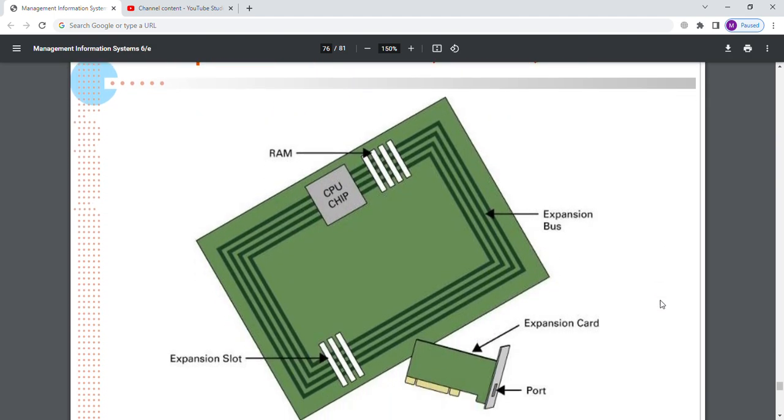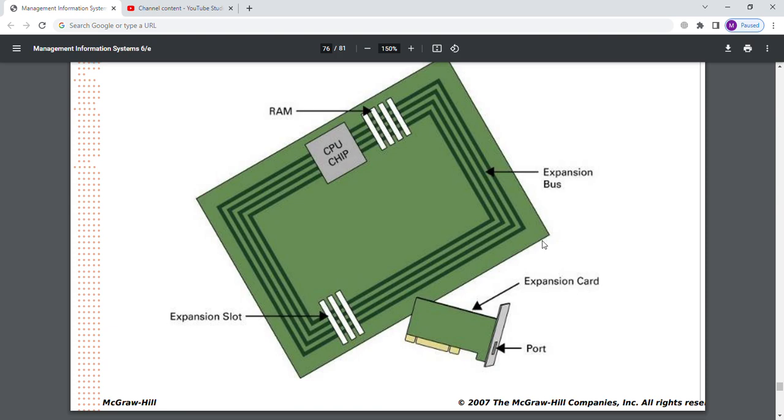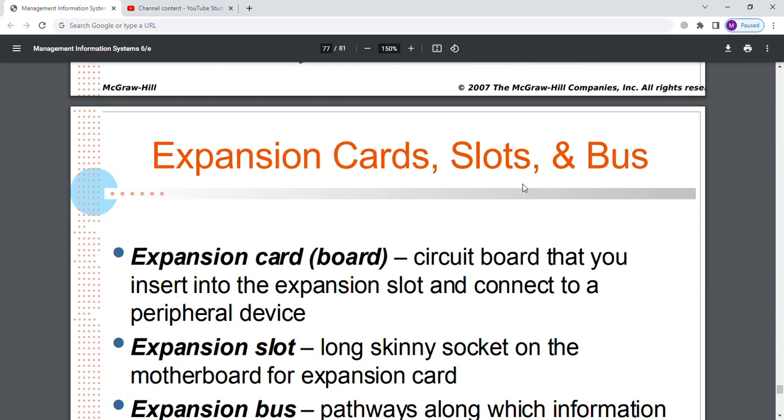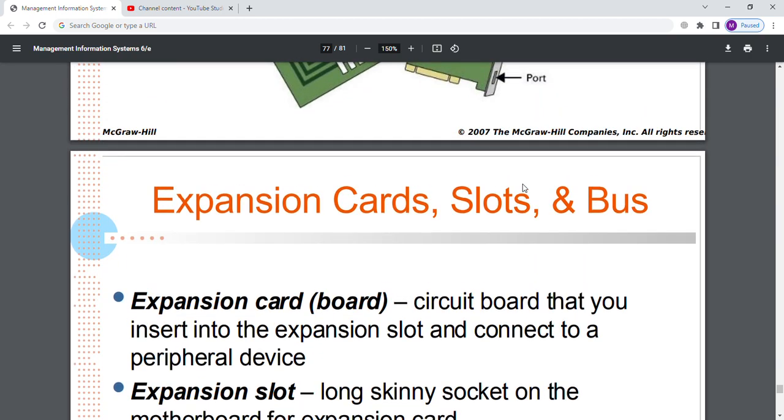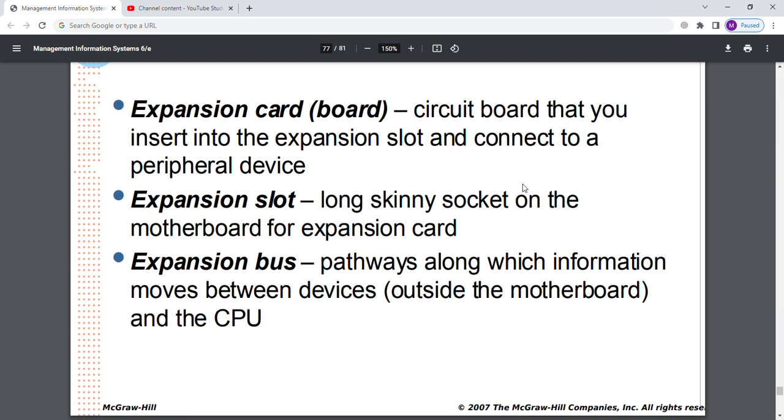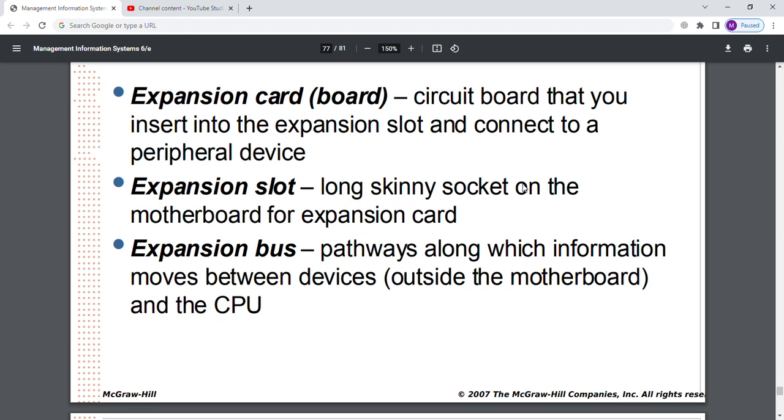Expansion card, slot and bus. This is a graphical representation of a CPU chip. Expansion card: a circuit board that you insert in the expansion slot and that connects to a peripheral device. Expansion slot: a long skinny socket on the motherboard for an expansion card. Expansion bus: the pathway along which information moves between devices and the CPU.